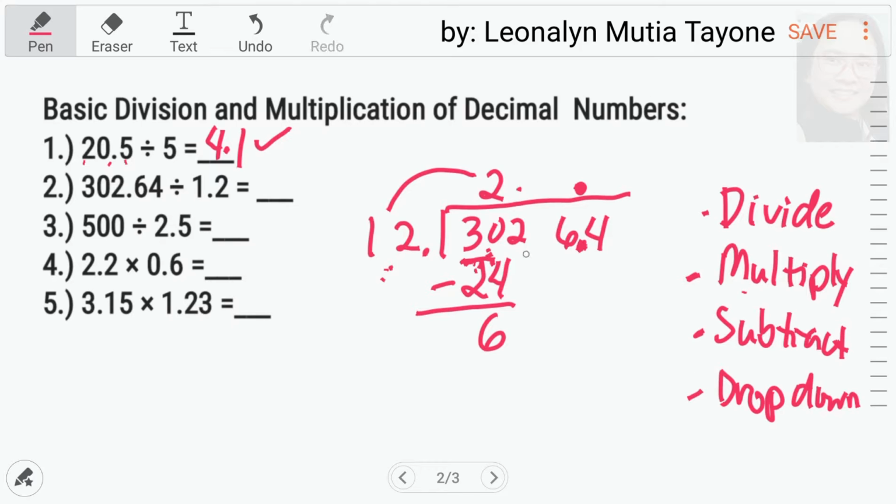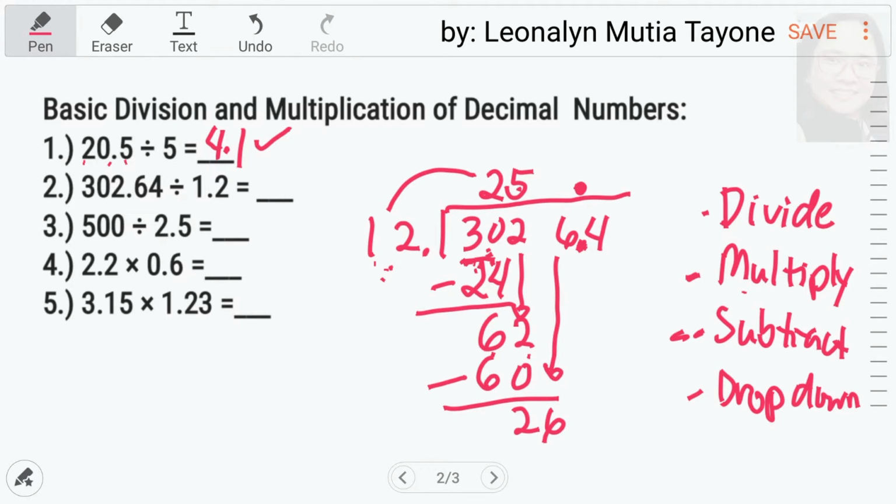Next, drop down 2 to make 62. 62 divided by 12, and that is 5. Next, multiply 5 times 12, that is 60. Next, subtract 62 minus 60, that is 2. Then drop down 6. 26 divided by 12, that is 2. 2 times 12, that is 24. Next, subtract 26 minus 24, that is 2.